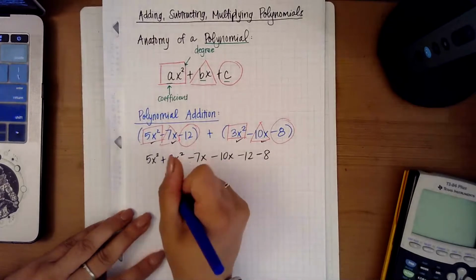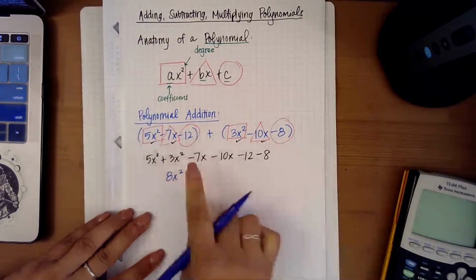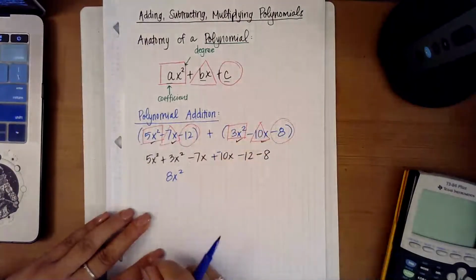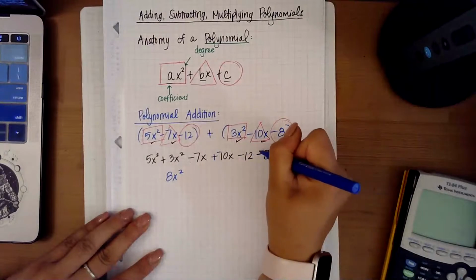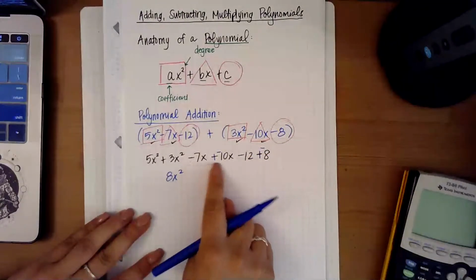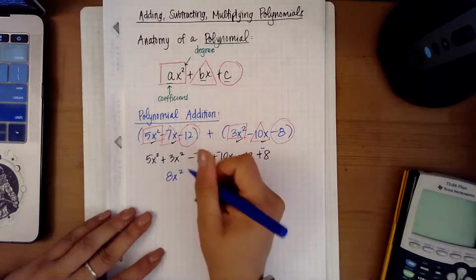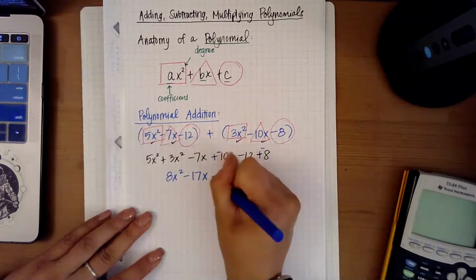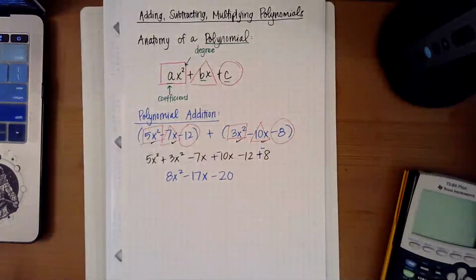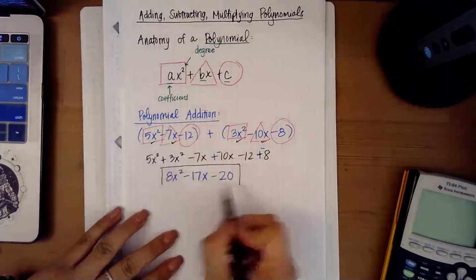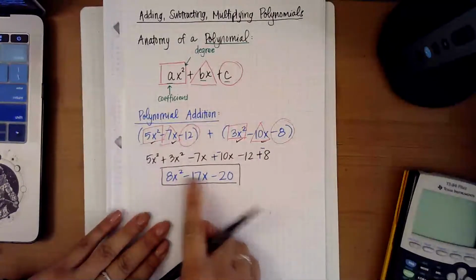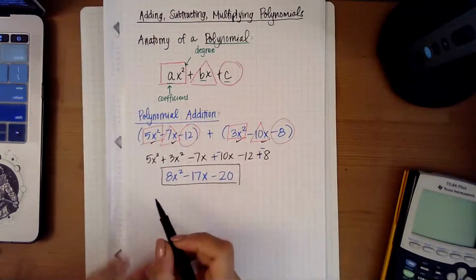So this is going to give me 8x squared. Then negative 7x minus 10x, so watch the sign rule right there. Negative 7x plus negative 10x gives me negative 17x. And then negative 12 plus negative 8 gives me negative 20. So again, remember, this is now my final answer. And my polynomial is in standard form because the highest power is listed first and then it's in descending order.